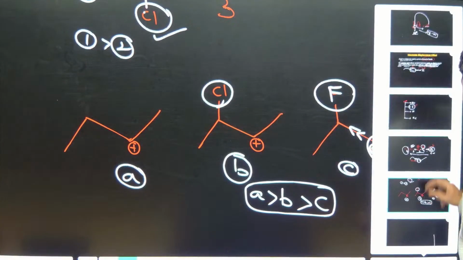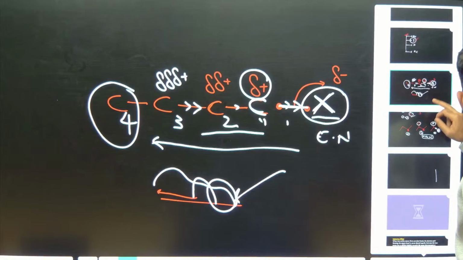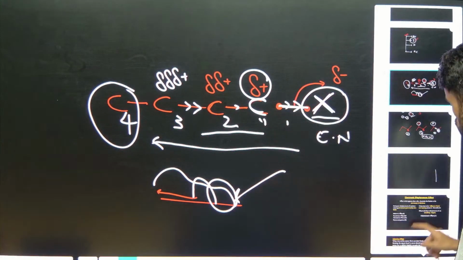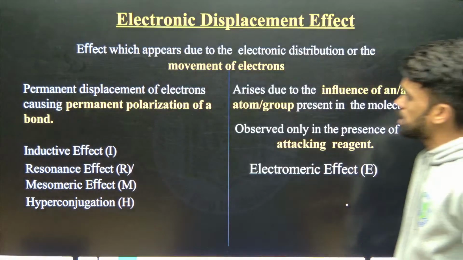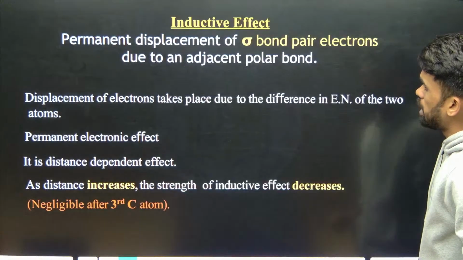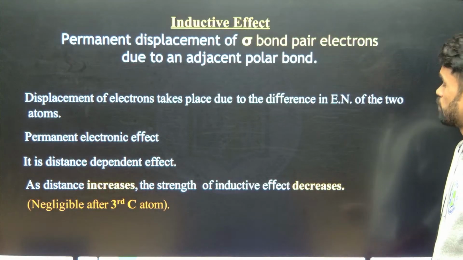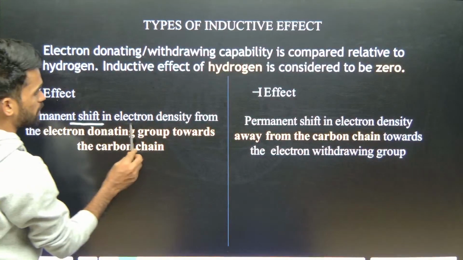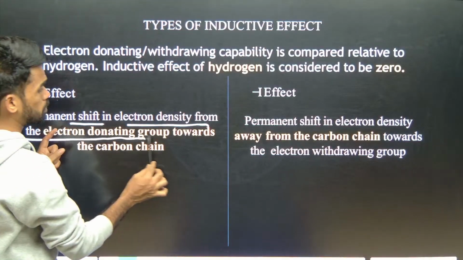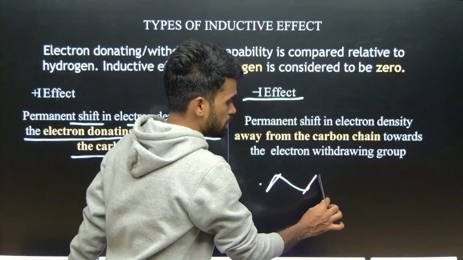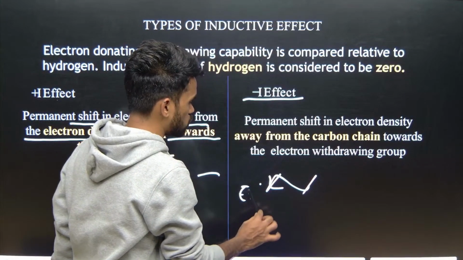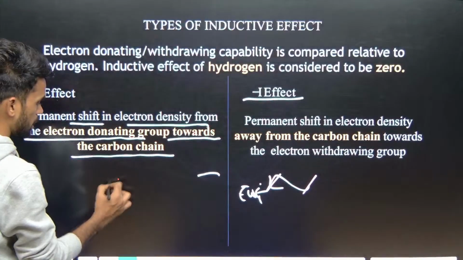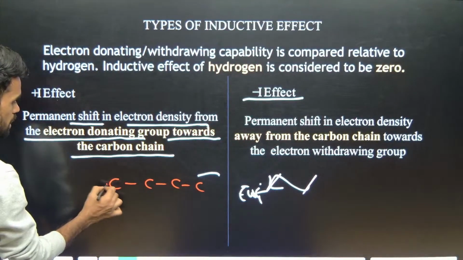Now, I have explained this inductive effect right now. This inductive effect is of two types: positive inductive effect and negative inductive effect. The positive inductive effect means the permanent shift of electron density from an electron donating group towards the carbon chain. The negative inductive effect means the electron density shifts from the carbon chain towards an electron withdrawing group. For example, here I am writing a carbon chain having a group G.